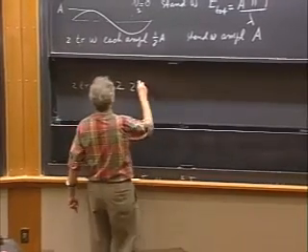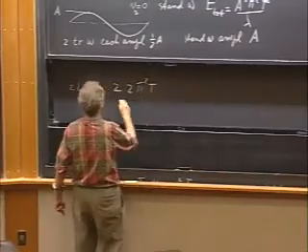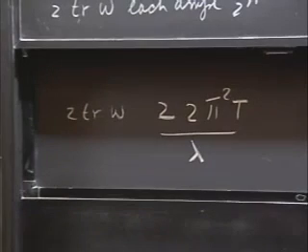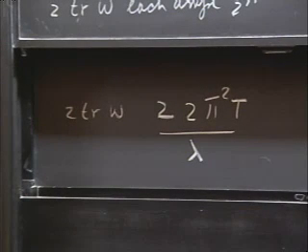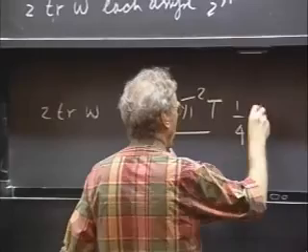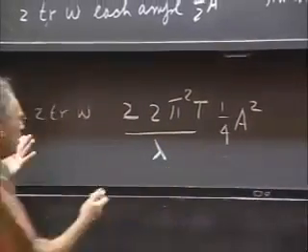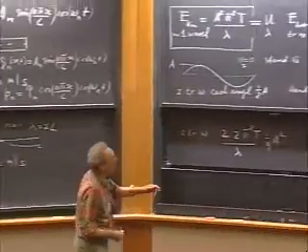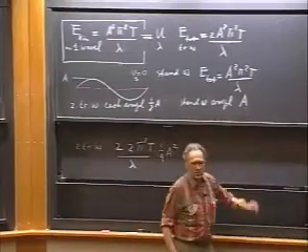Then we get pi squared. Then we get t, and we divide by lambda. But the amplitude A that we have there is now 1/2 A. Yeah? Is that too difficult? I give it an amplitude 1/2 A. So now I get 1/4 times A squared. So this is the energy in two traveling waves. Do we agree? What is the energy in one standing wave with an amplitude A?